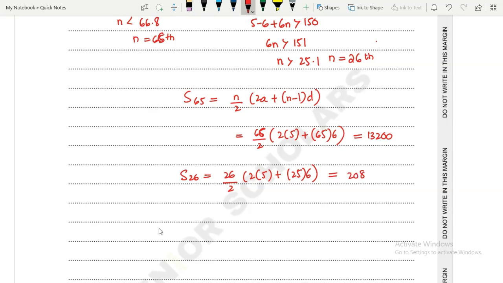So 2080. Let's subtract this summation of 26 terms from the summation of 66 terms. So this will become 13,200 minus 2080. Let's work this out.